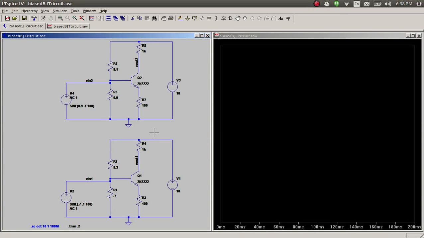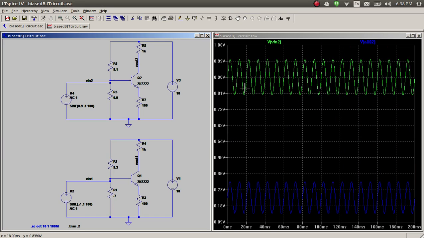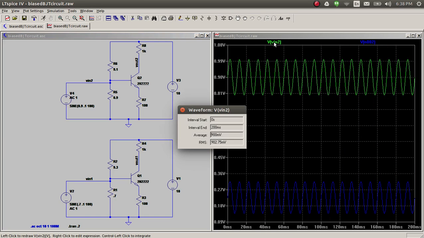In this video we'll look at bias. So it's the same schematic as earlier, and last time we looked at the signal value, but today we'll be looking at the bias value. The bias value is the average value, which is here. If I look at the average value, it's 900 millivolts because that's the input I gave it. And the bias value here is 225 odd millivolts. So the difference of the two is a little more than 600 millivolts.